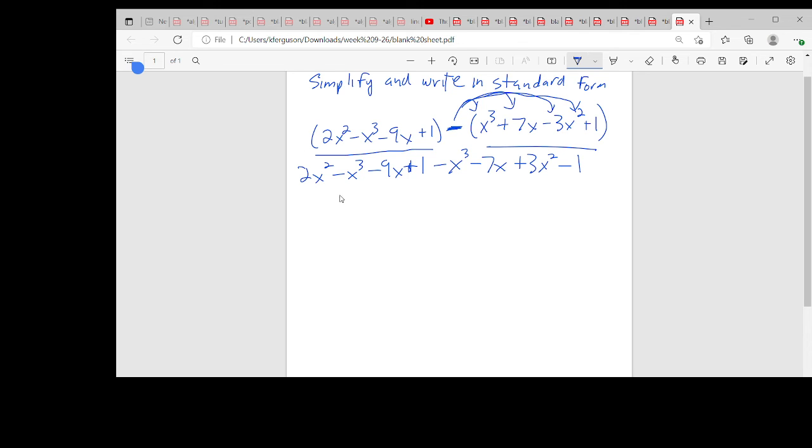All right, so next. Now you don't have to do this step, but I'm going to do it. I'm going to write everything that's alike next to each other. So I got negative x cubed and minus x cubed. And then I've got plus 2x squared plus 3x squared. Then I got minus 9x minus 7x plus 1 and minus 1.